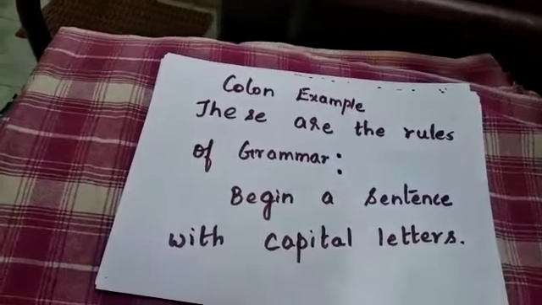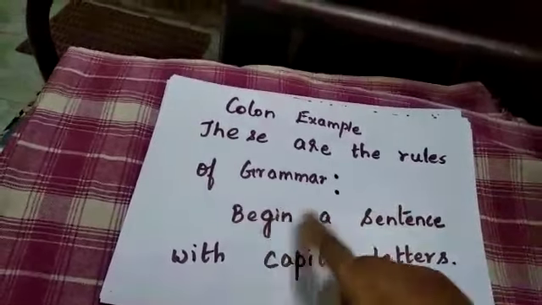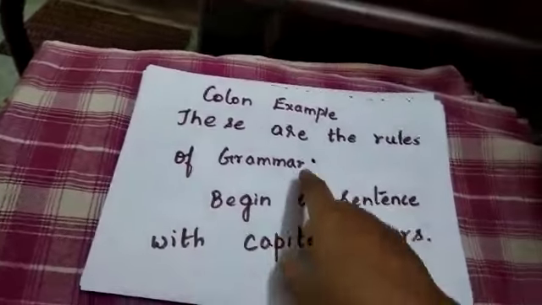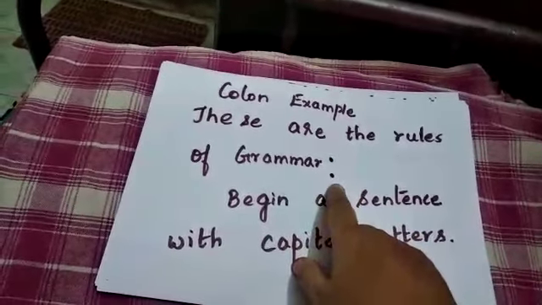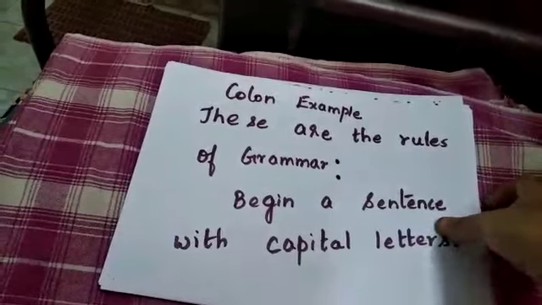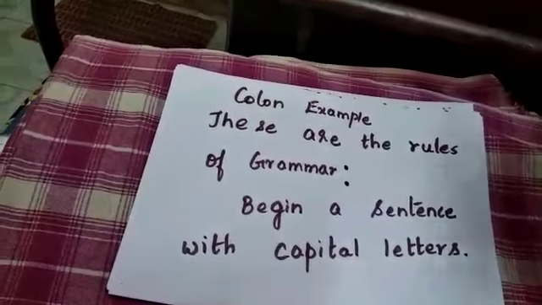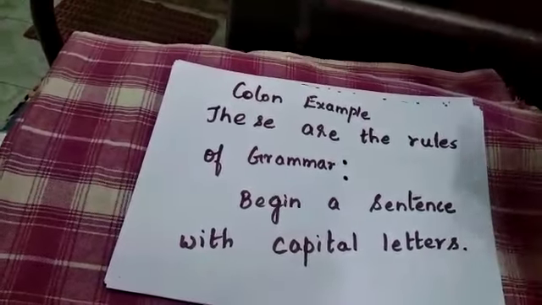So for colon, the example is: these are the rules of grammar: begin a sentence with capital letters. After grammar we see a colon. This colon is used here to say that something is following. After the colon, something is following. A list of things is following.